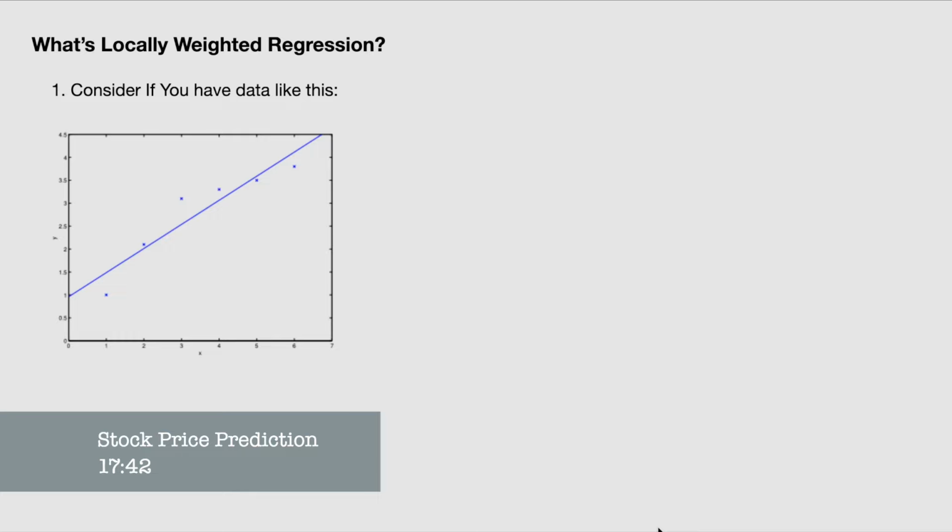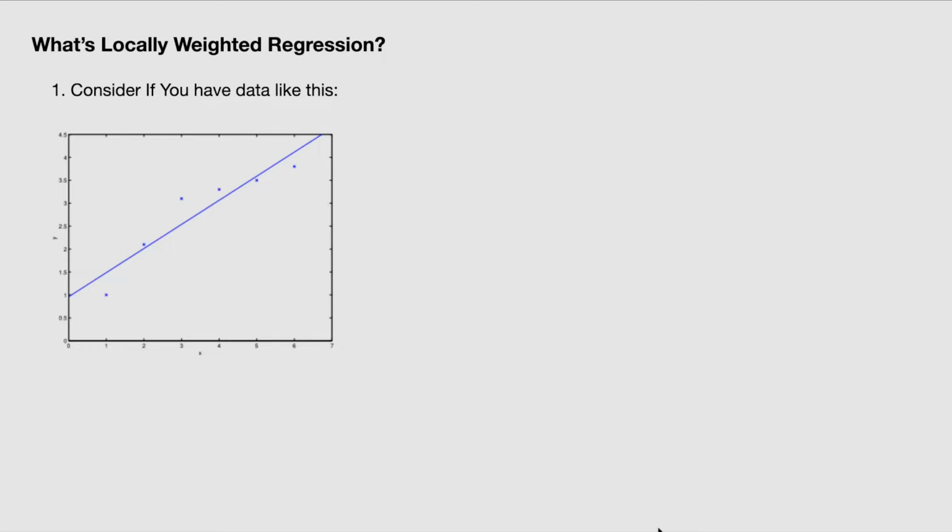So just to understand, consider if we have data like this, right? And we find out, okay, this is our hypothesis, which is the linear y equals theta 0 plus theta 1 x. And we can see that this line is not the best fit. There are a few data points which are far from this line, like this and this one.